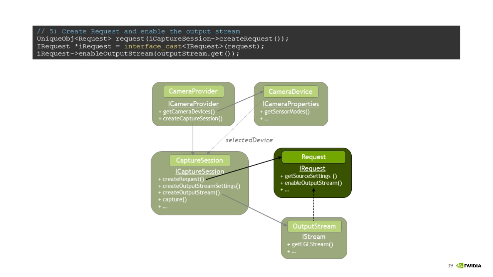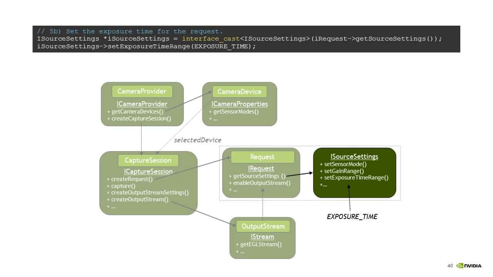Here we simply create the request and then enable our single output stream in the request using the enable output stream method. To make things a little more interesting, let's assume that we want to adjust the exposure time that is used for the request. This setting is still contained in the request object, but it must be set through the source settings child and the ISourceSettings interface it supports. Keep in mind that source settings control the camera device, and so the exposure time provided should be within a range that the camera device's properties and active sensor mode allow.